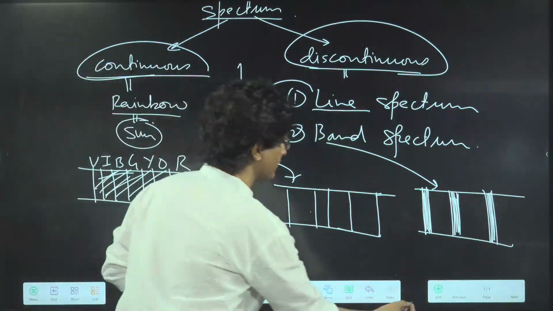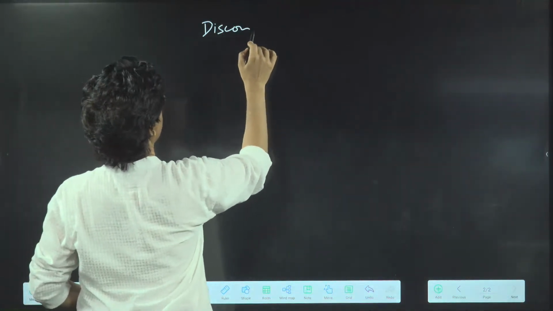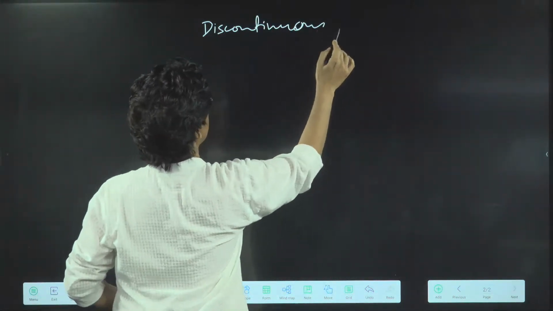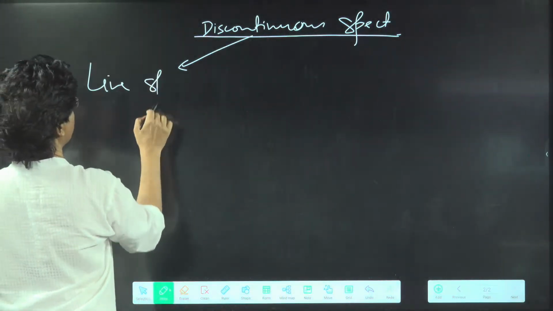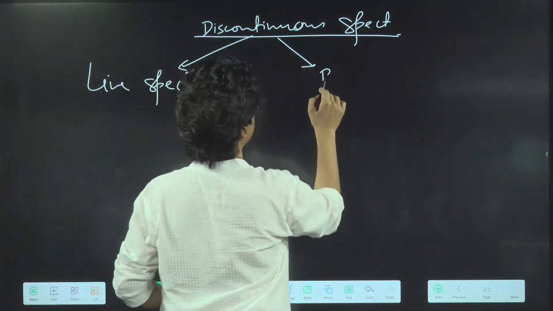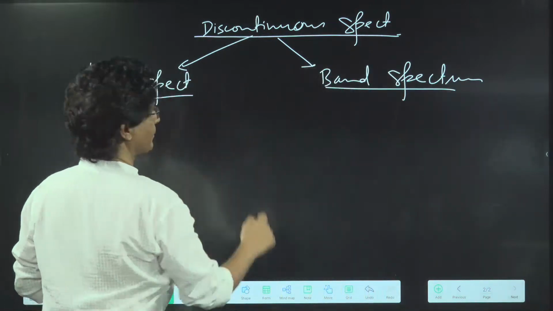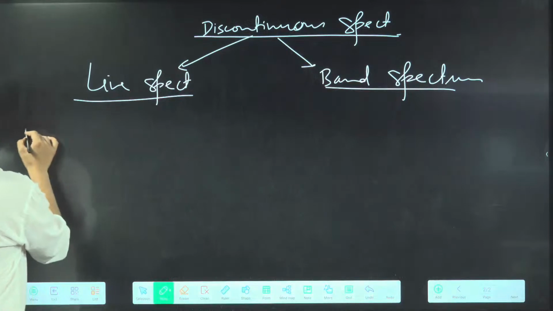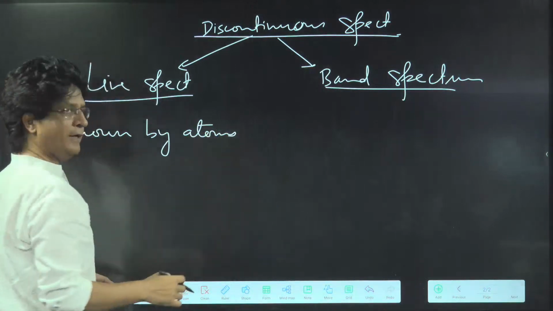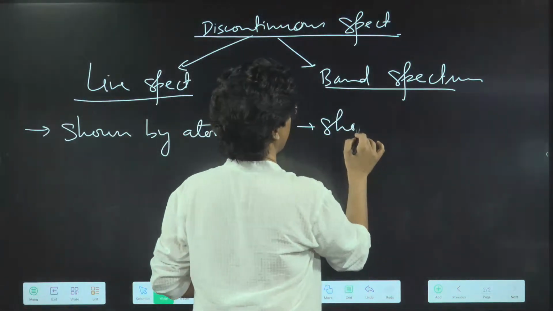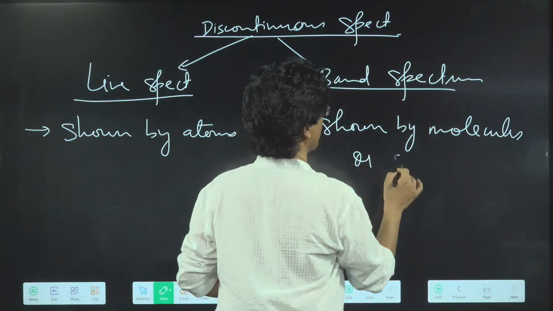Okay, so let us move forward now and we'll divide it further. Since I've done the continuous one, I'm doing the discontinuous spectrum. Discontinuous spectrum is line spectrum and band spectrum. Are you getting it? So just learn certain things: line spectrum is shown by atoms, and band spectrum is shown by molecules or solid metals.